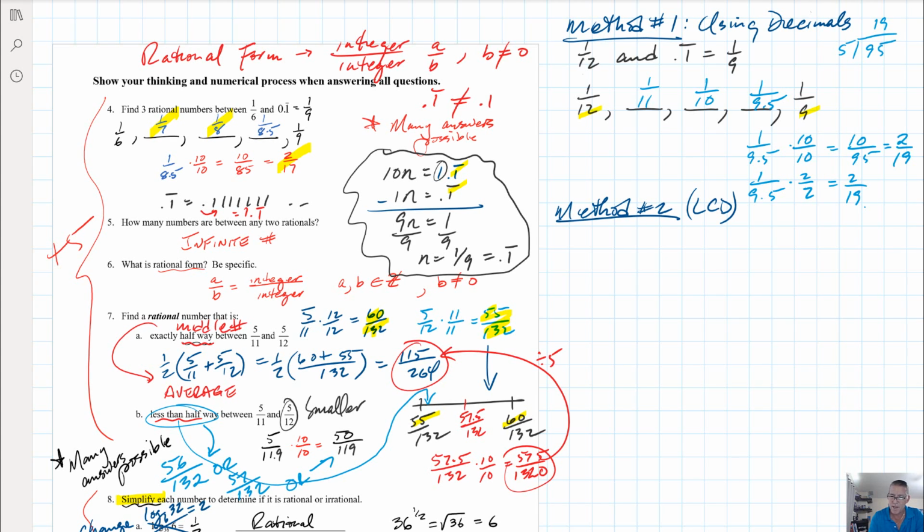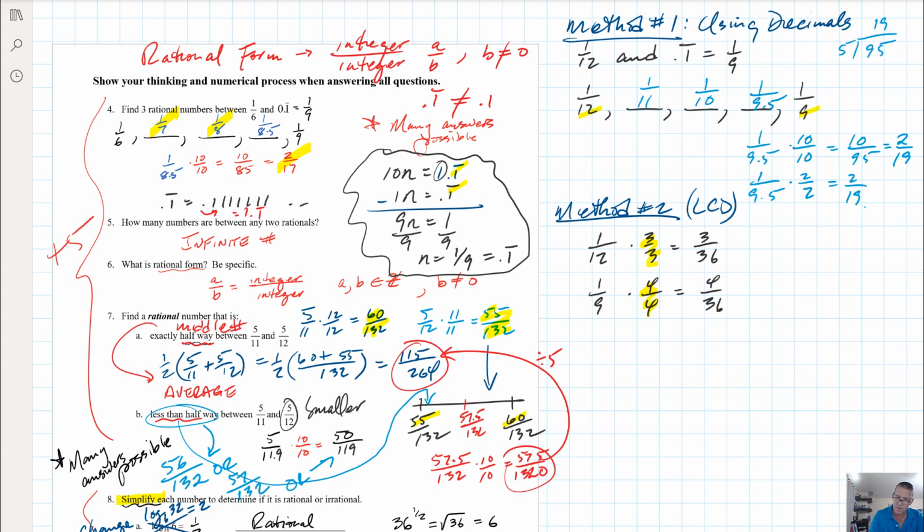The LCD of 12 and 9 is 36. So let's try that. 1/12 times 3/3 equals 3/36, and then 1/9 times 4/4 equals 4/36. But in this case, the numerators are 3 and 4. There aren't very many whole numbers between those two, so you're going to have to use decimals again. I saw a few people get really creative here. Instead of using 3/3 and 4/4, which are called forms of 1, they increased it. They used 9 and 12.